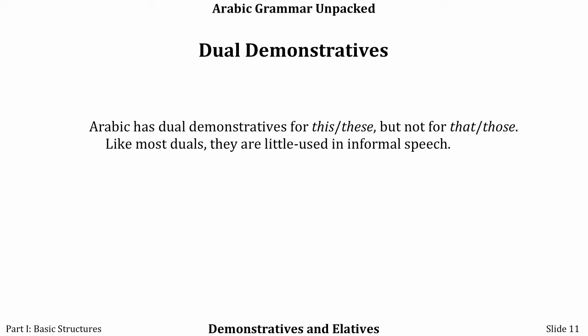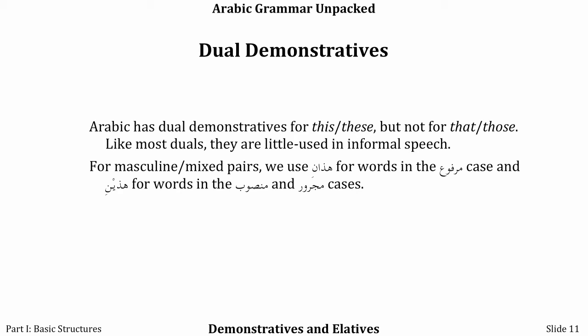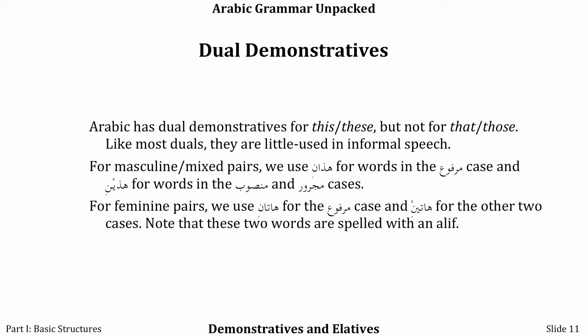Like most duals, they're little used in informal speech. For masculine and mixed pairs, we use هذان for words in the marfu' case, and هذين for words in the other two cases. For feminine pairs, we use هاتان for the marfu' case, and هاتين for the other two cases. Note that these two words are spelled with an alif, but هذان and هذين aren't, because it wasn't confusing enough already, so we needed to add an extra detail here.